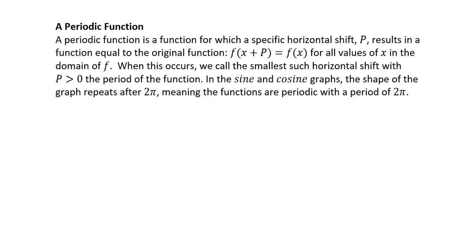A periodic function is a function for which a specific horizontal shift, p, results in a function equal to the original function. f of x plus p equals f of x for all values of x in the domain of f. When this occurs, we call the smallest such horizontal shift with p greater than 0 the period of the function. In the sine and cosine graphs, the shape of the graph repeats after 2 pi, meaning the functions are periodic with a period of 2 pi.